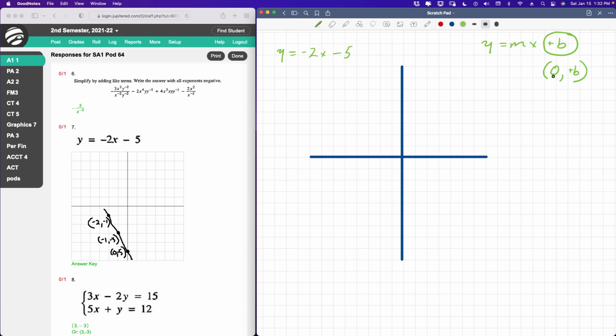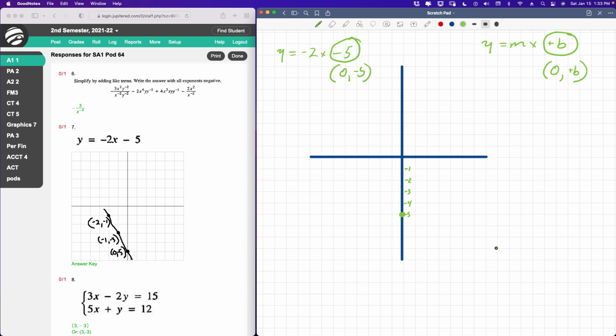So in this case, we have a negative 5. So our first point is going to be 0 and negative 5. So 0, where the y-axis crosses on the x-axis, which is the number line, is 0. So 0 and negative 1, negative 2, negative 3, negative 4, negative 5. So that is where the first point is, right?